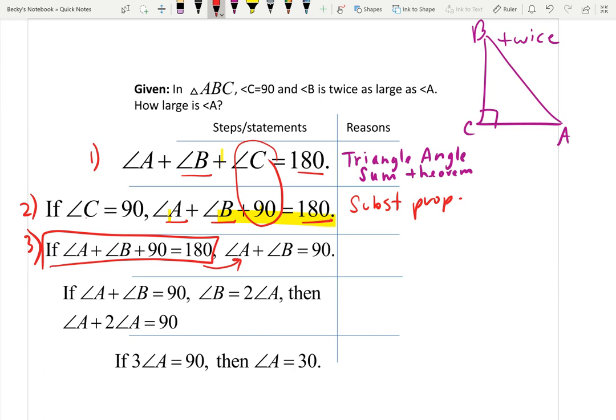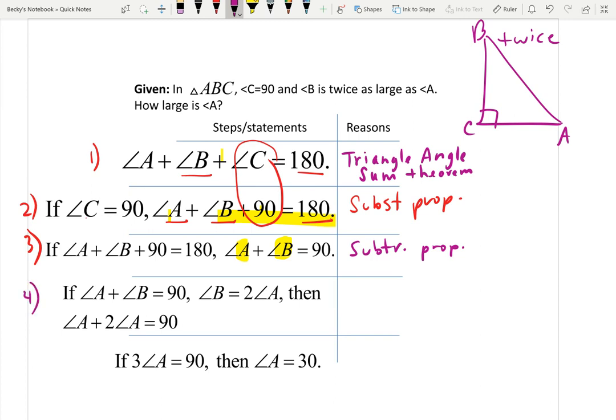Okay, so technically, this first part that I have boxed is step number 2. So how do you get to step 3? So again, go slow. Here's angle A, here's angle B, but the 90 is gone and the 180 turns into 90. So what do you have to do to make that happen? Don't you just subtract 90 to the other side? Sure. So this is called what property? The subtraction property. Of course.